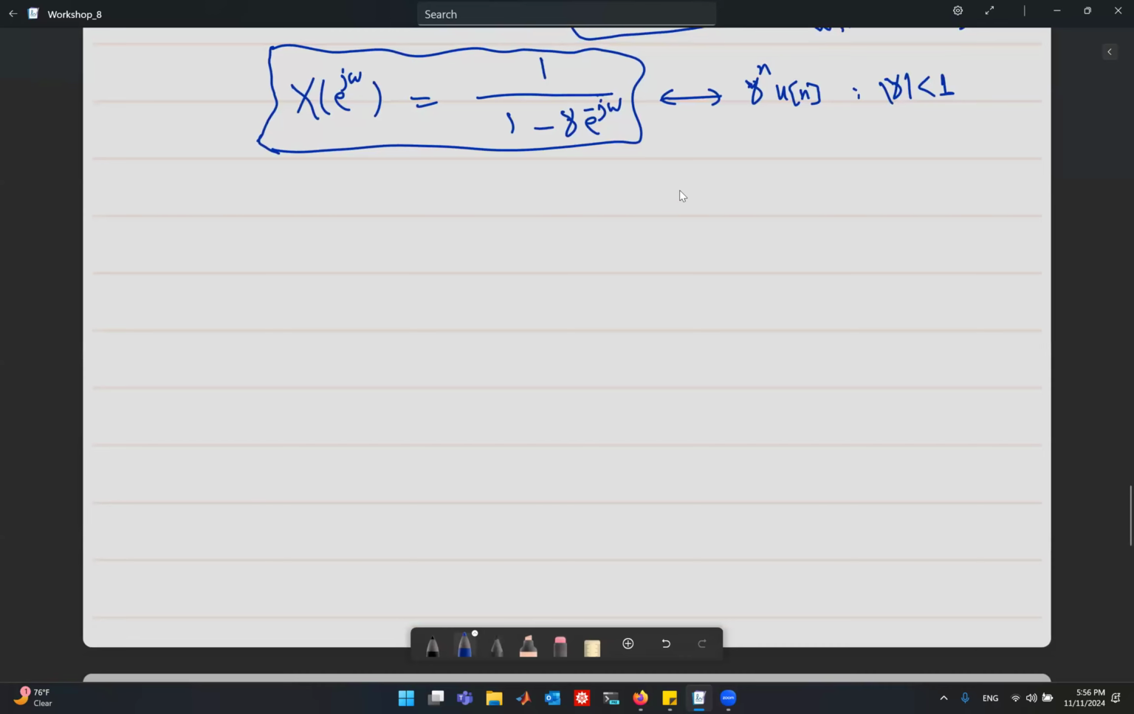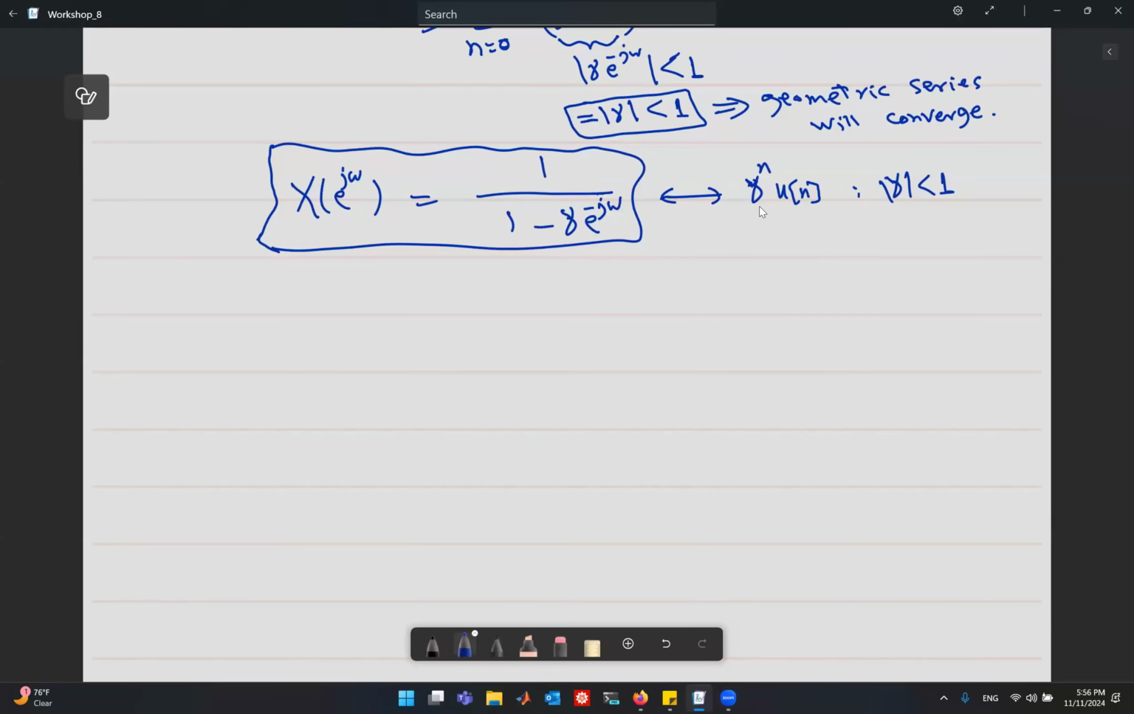Let's take a look at a slightly different signal, which is the non-causal signal. Let's call this example 3: the discrete time Fourier transform of this signal, again gamma to the n, but u of negative n plus 1.